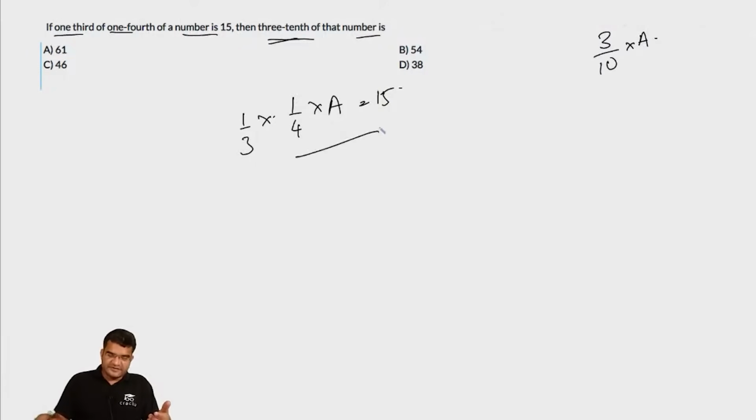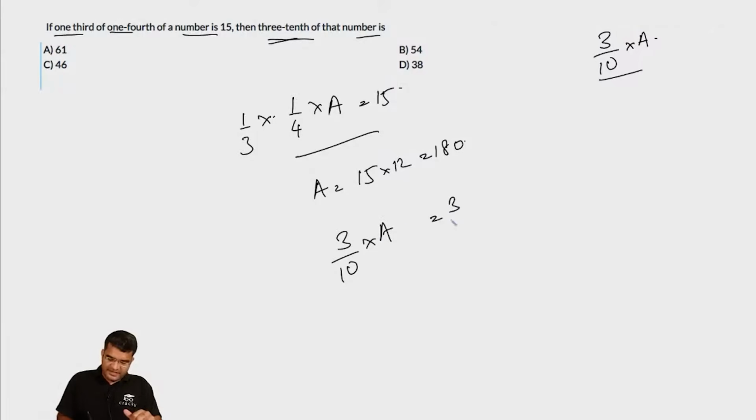So from the equation that is given to us, if you multiply both sides by 12, a will be equal to 15 into 12, which is equal to 180. So what is the value of 3/10 of a? 3/10 of a is equal to 3/10 into 180, which is equal to 54. So the correct answer will be option B.